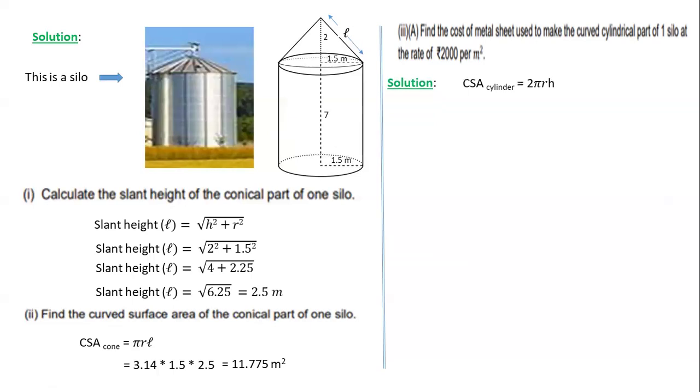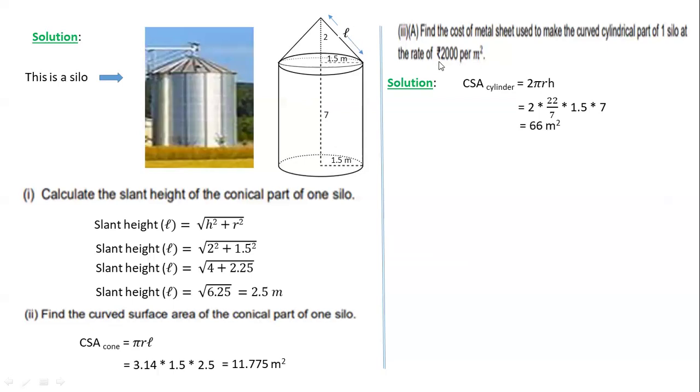So let us write it. Curved surface area of cylinder is 2 pi r h. Now what is h? The height of the cylinder is 7 meters. Radius is 1.5. Let us put the values: 2 into 22 by 7 into 1.5 into 7. I have taken 22 by 7 because in this case the 7 gets cancelled and it becomes easy for you to multiply these three numbers. So it will become 66 meters square. This is the surface area of sheet required to make the cylindrical part.